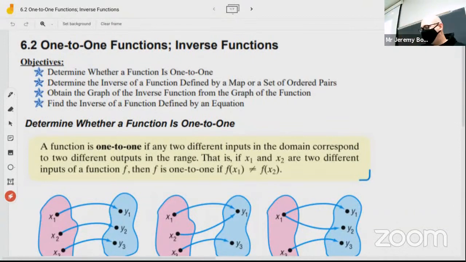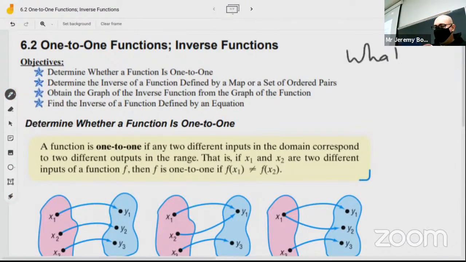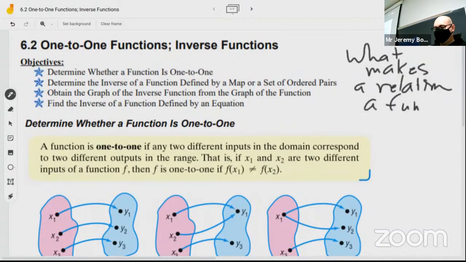So let us talk about what makes a relation a function. Let's try to go back in time and think about when we talked about that. Does anybody remember what makes a relation a function? Or a function is just a special type of relation.